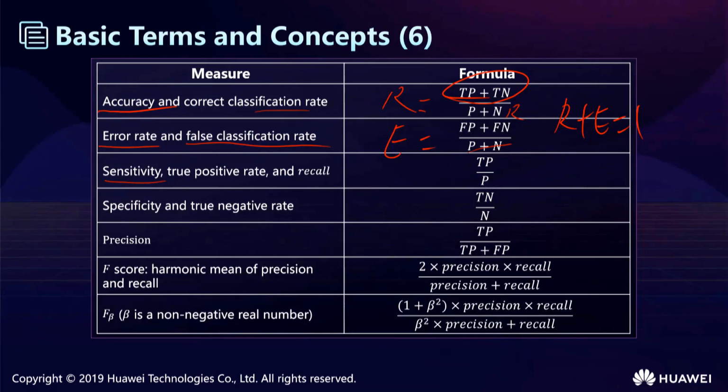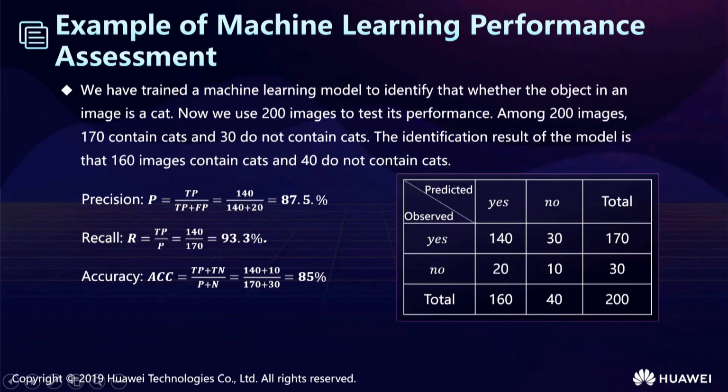And sensitivity, which is the true positive rate, we also call recall. It focuses just on the positive examples. There is also specificity for the negative examples, and we will also build precision and the F score. These are confusion matrix measurement methods, and we can use them to measure whether the result is good or not, and to judge whether the model is performing well.